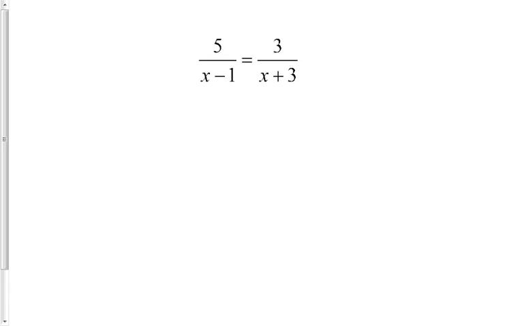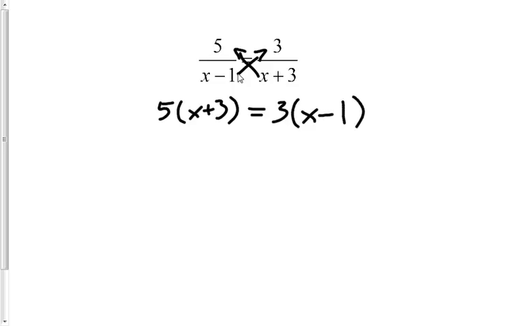Here is one more example. Begin with cross multiplication. 5 times x plus 3 equals 3 times x minus 1. Now let's distribute 5 through x plus 3. This will become 5x plus 15. Distribute 3 through x minus 1. Becomes 3x minus 3.